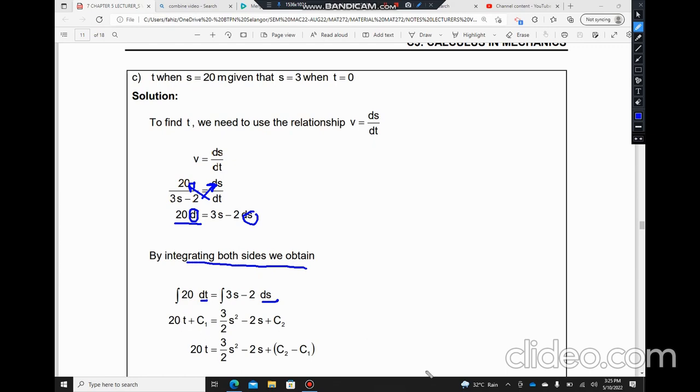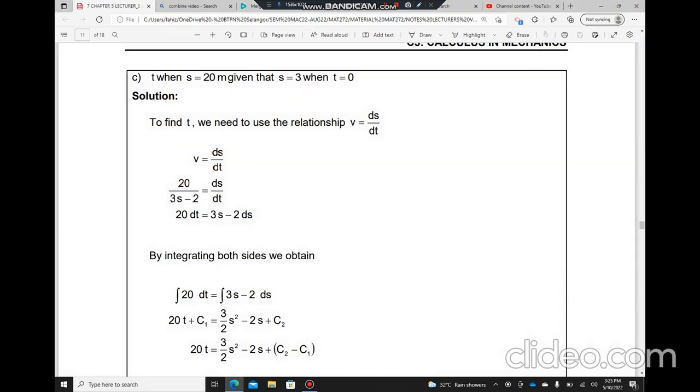So yang tu concept of integration. Okay, then minus 2. So yang ni dia jadi minus 2s. Kita letak s sebab kita integrate terhadap ds. Yang ni awak kena letak t sebab kita integrate terhadap dt. Walaupun dia dua-dua constant biasa kan. Okay, and then plus C2. So, C1 ni kita nak kumpulkan bawa ke bahagian kanan. So, dia akan jadi 20t equals to 3 over 2s square minus 2s plus C2 minus C1.